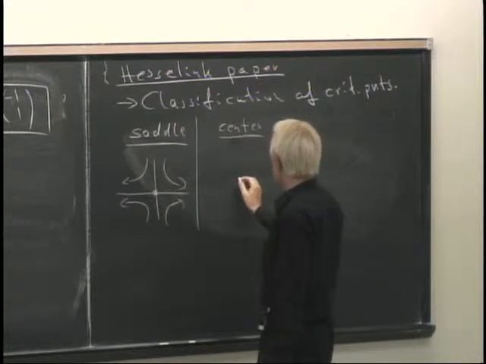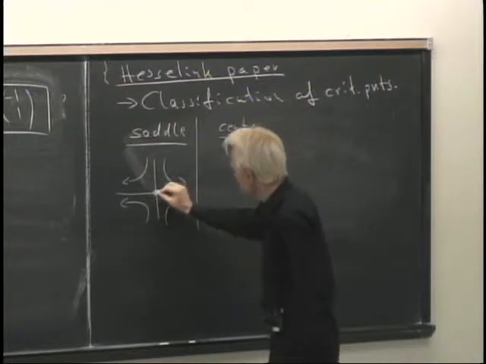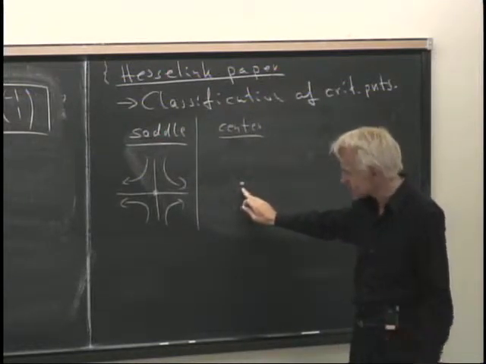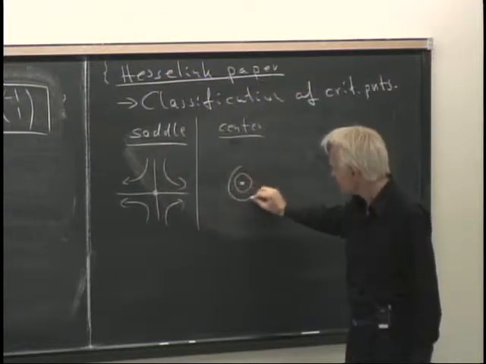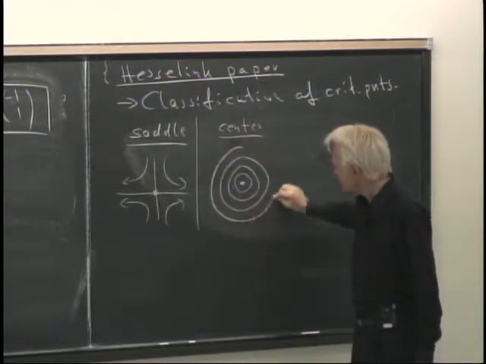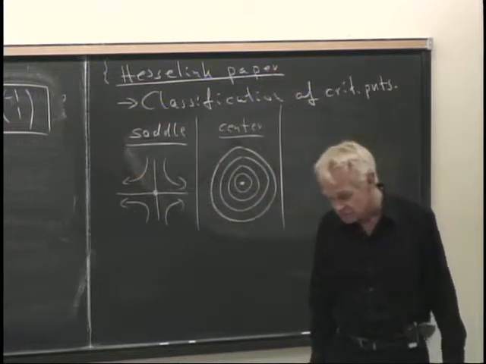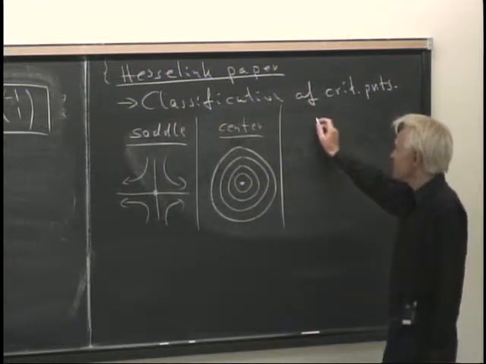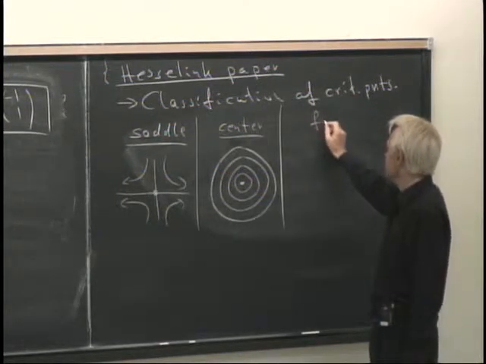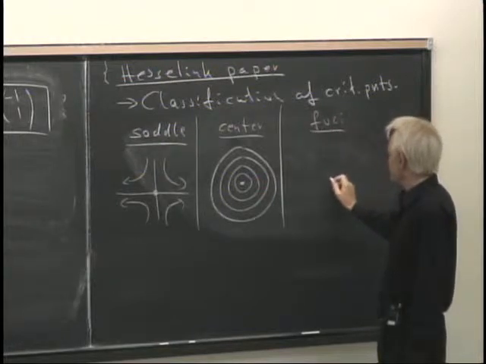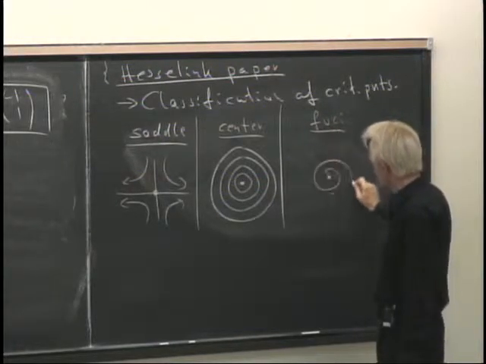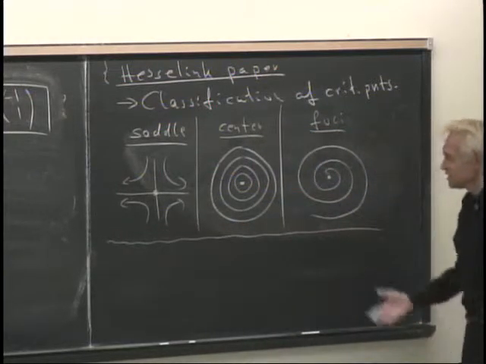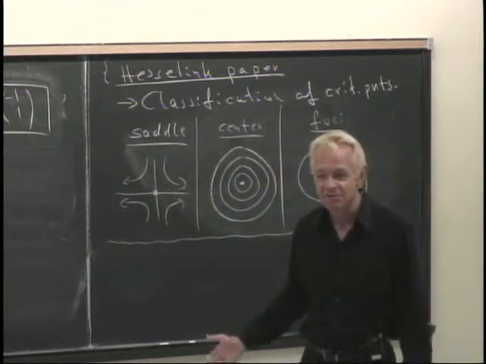And a center critical point looks like this. How do I depict it? Nothing is ending at it, but all the streamlines in its neighborhood are concentric circles going around it, right? You can think of it as the orbits of planets going on circular or elliptic trajectories. And the other guys are foci, so they look like this. Again, in linear vector field theory, these are the only ones that can happen.